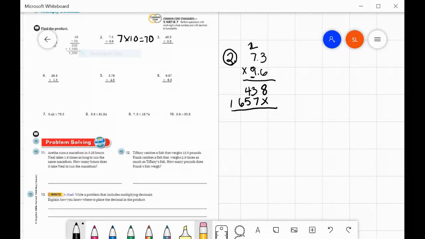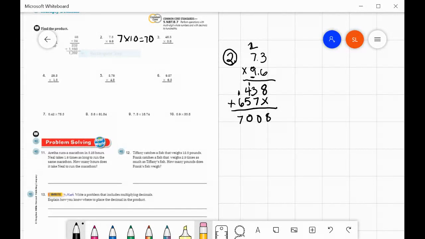And then we're going to add just like we normally do when we multiply. 8 plus nothing is 8. 7 plus 3 is 10, carry the 1. 1 plus 4 is 5, plus 5 is 10 again. And then 6 plus 1 is 7. So we have 7,008. And our answer is supposed to be near 70.